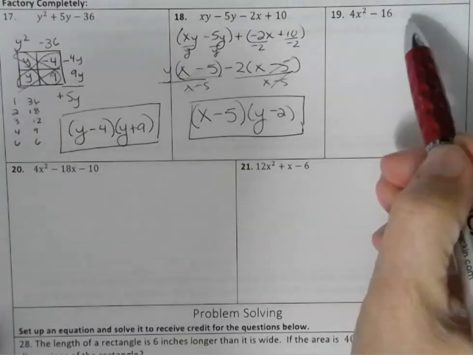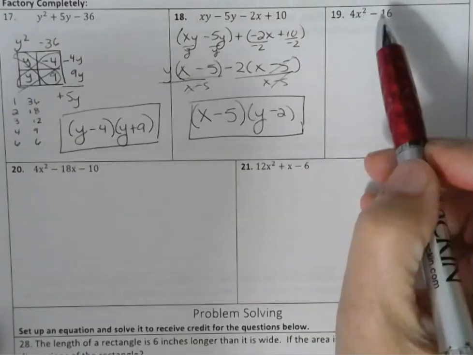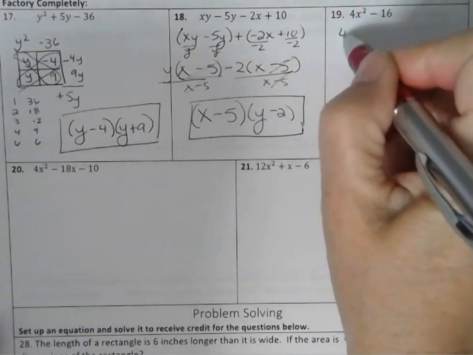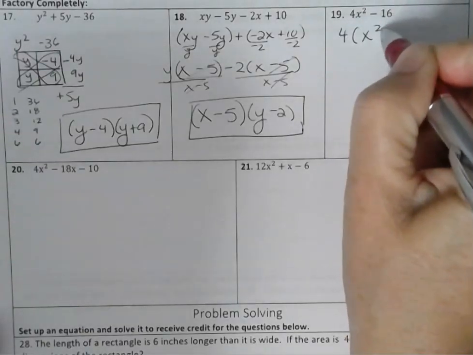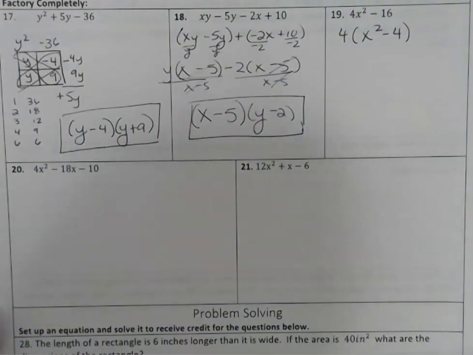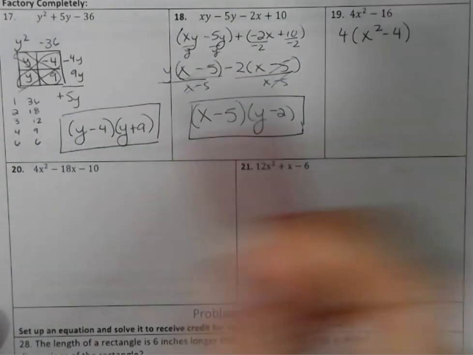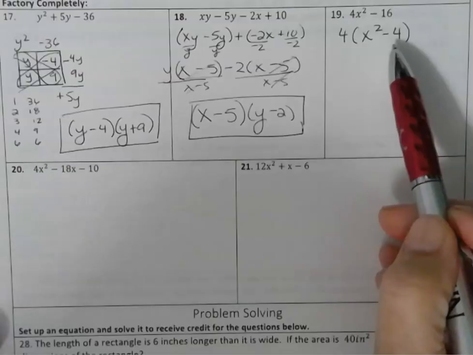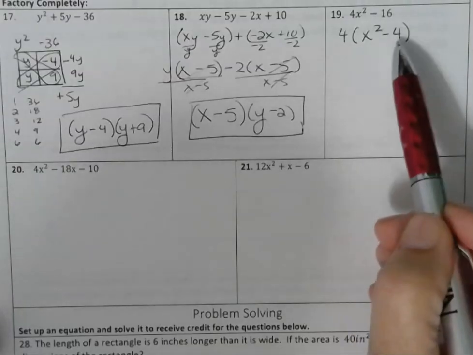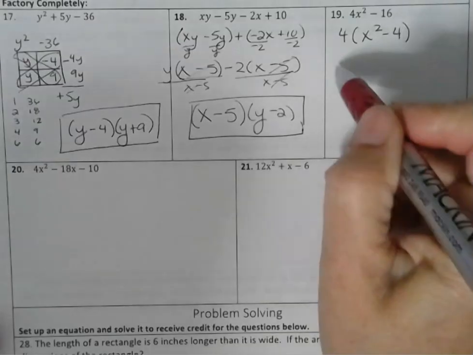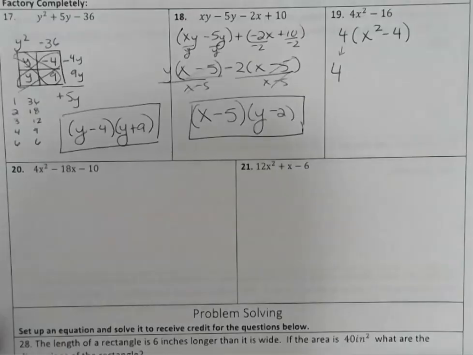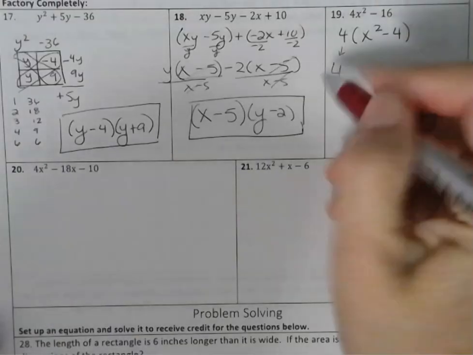In this problem, we're going to use the idea that we should always take out the common factor first, because I can see that 4 goes into both of these terms. So I'm going to divide both terms by 4, and that's going to give me x squared minus 4. Now whenever I have two terms, I want to look at whether I have a difference of squares. And I do, because x times x is x squared and 2 times 2 is 4. My 4 is going to come down. I don't want to leave that off. If I took that out, that's part of my answer.